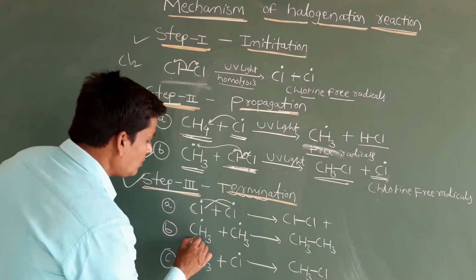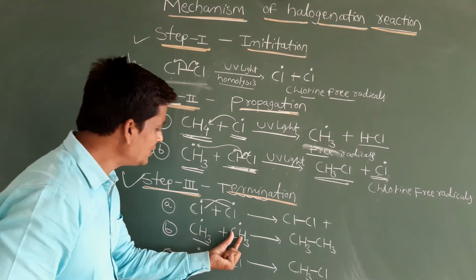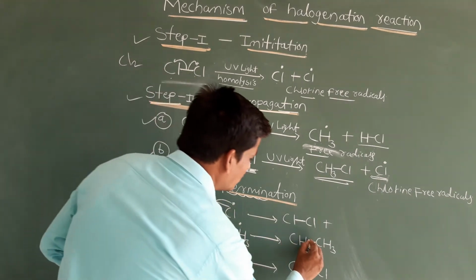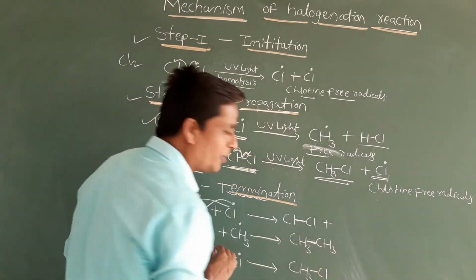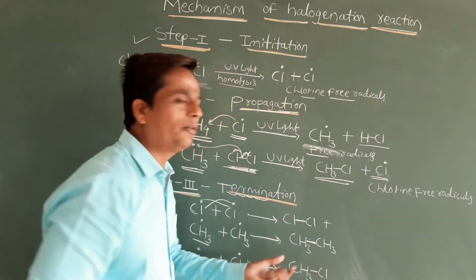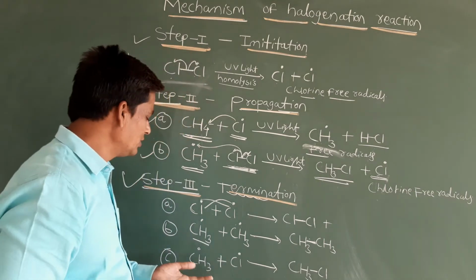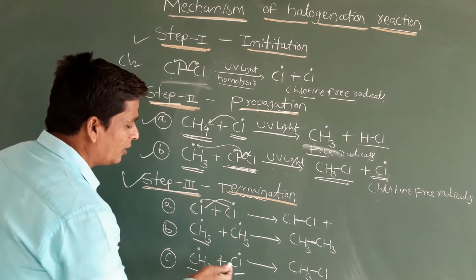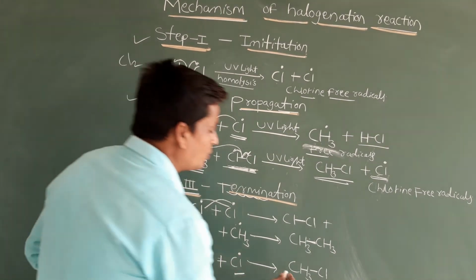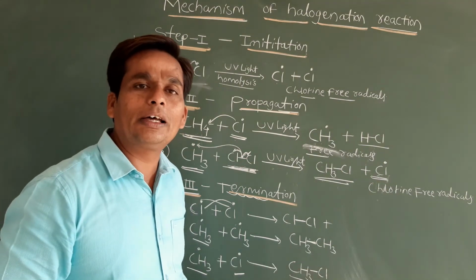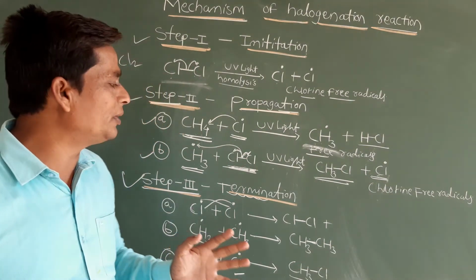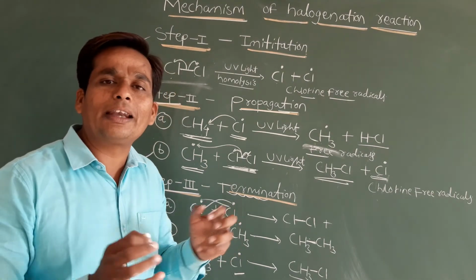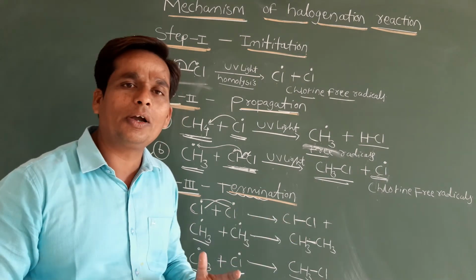Again, students, if you take the methyl free radical CH3 dot plus CH3 dot, this single electron and this single electron share and form one bond. This is a covalent bond having two electrons, and there are no other free radicals, so here also the reaction stops. Again we can take methyl free radical plus chlorine free radical, and they form the covalent bond CH3Cl, with no other free radicals. In this way we can stop the reaction by combining similar free radicals. That is the termination reaction.